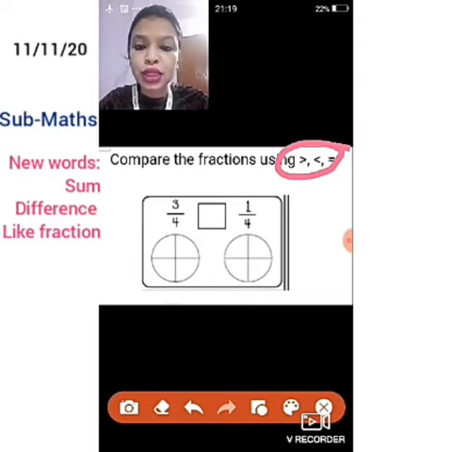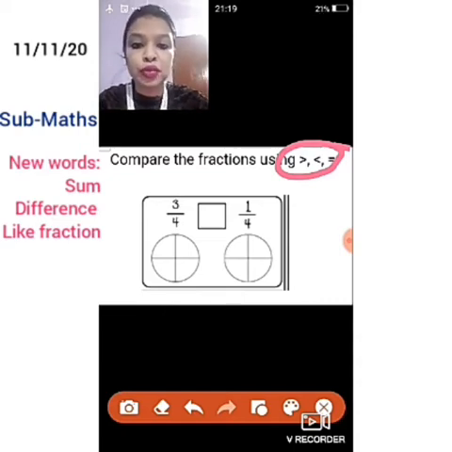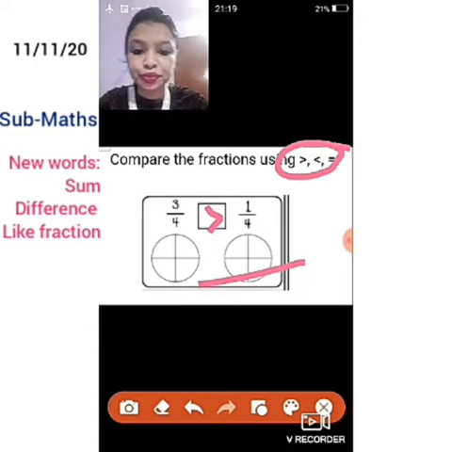Alright, so which sign will we use? Which is bigger, the 3 or 1? Because in like fractions we don't compare the denominators, since the denominators are all the same. We compare the numerators, that is 3 and 1. Out of 3 and 1, which is bigger? Of course, 3 is bigger. So we will use the greater sign. So 3 by 4 is bigger than 1 by 4. Let us go to the next question.